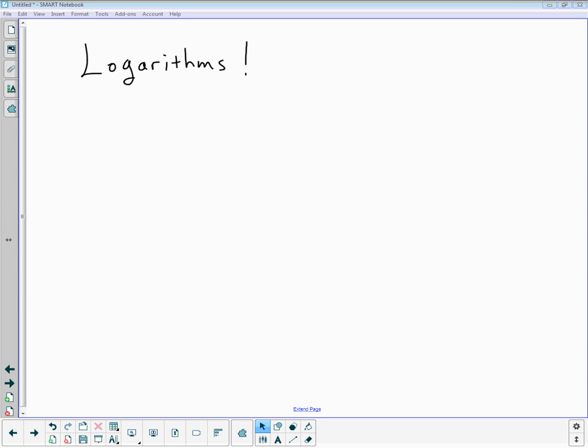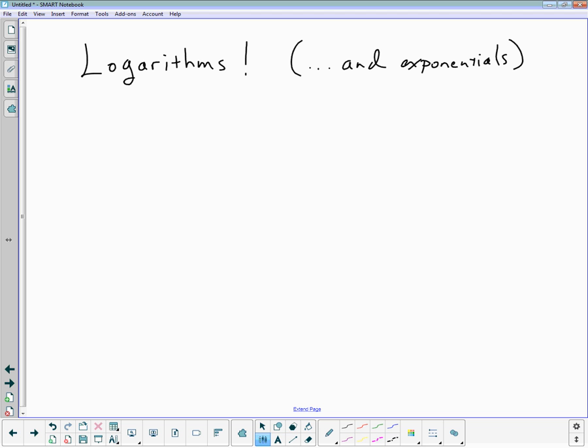All right, so today we're talking about logarithms. Later we will be talking about logarithms and exponentials, but I will deal with them on different days. But the logarithm is an interesting operator.